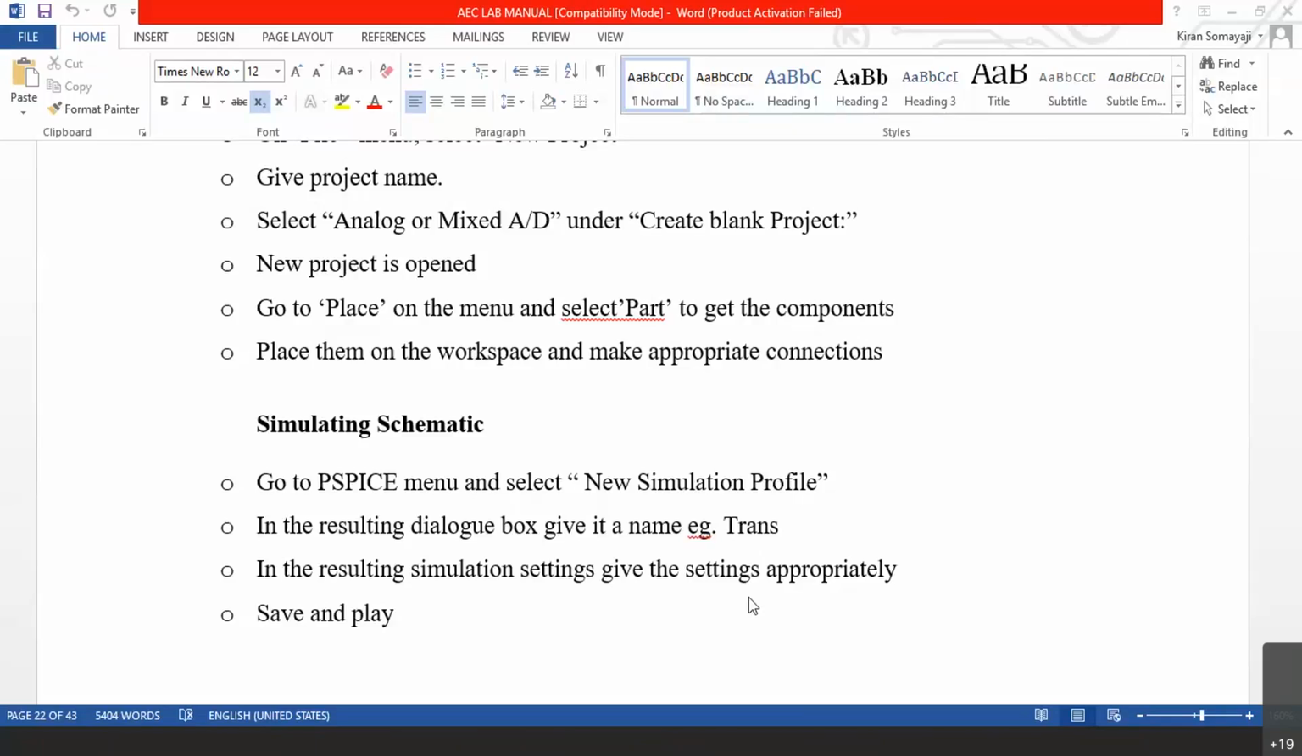So we have to tell PSpice itself for how much time we want to see the waveform. In the sense, you can keep seeing the waveform permanently, but for how much time it wants to plot the waveform on the x-axis. That is the simulation setting. So, if you give the settings appropriately, then you can save the simulation profile and you can simply click the play button. There will be always a play button.